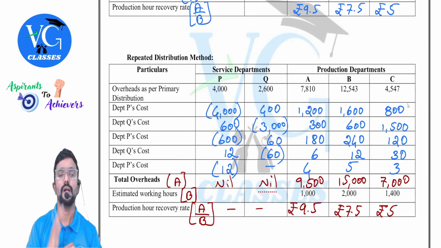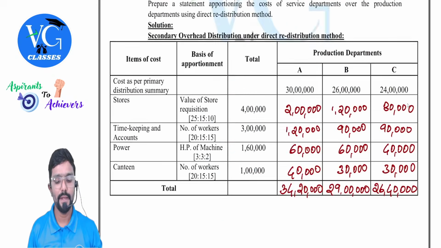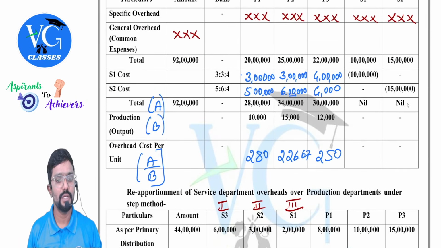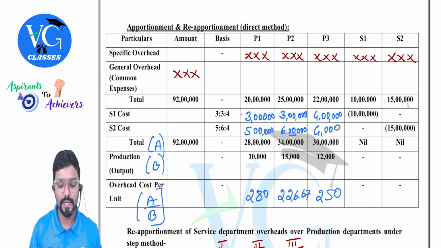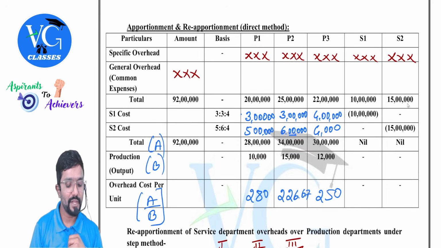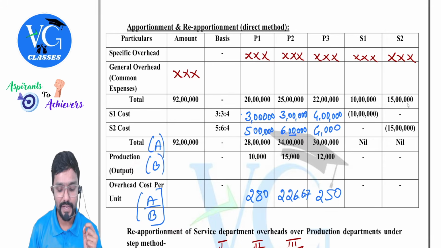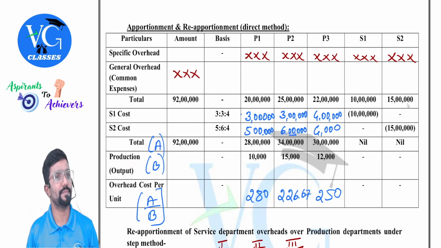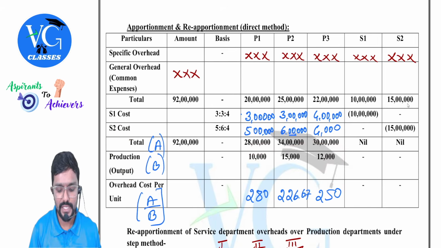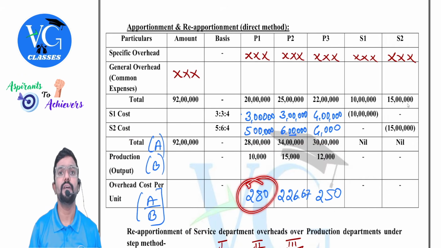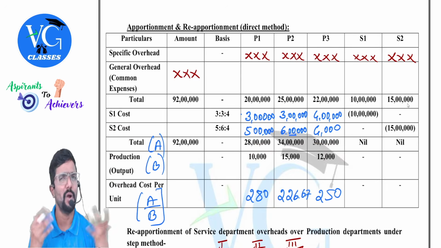Got it? Yes. And one more piece of information, guys. We have discussed all the methods. See, here I taught you how to find the overhead cost per unit. How did we get it? Simple. At the end of secondary distribution, whatever is the cost of the production department is divided by the number of units produced in each department. Instead of output, if they have given machine hours or labor hours, then we will get this as the overhead cost per hour. Assume this is machine hours. Now, what is this machine hour rate? How much is that, sir? 280.